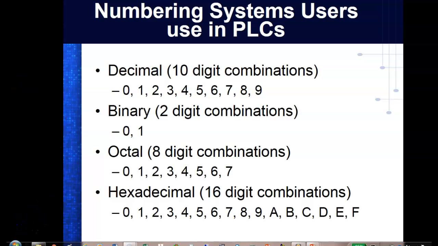So these are the four basic number systems used by PLC. Decimal, which we're going to be predominantly using this semester. Binary. We're going to look at binary a little bit because when we look at the inputs and outputs, it's going to be binary, right? Octal is a base 8 number system, and hexadecimal is a base 16 number system. Computers deal primarily with decimal, binary, and hexadecimal.